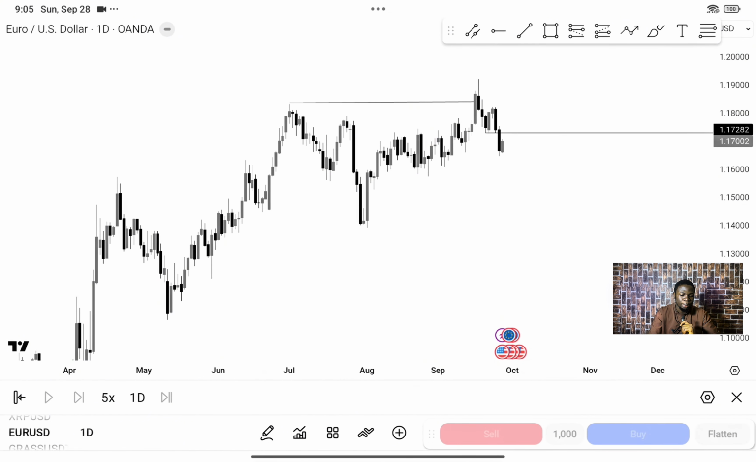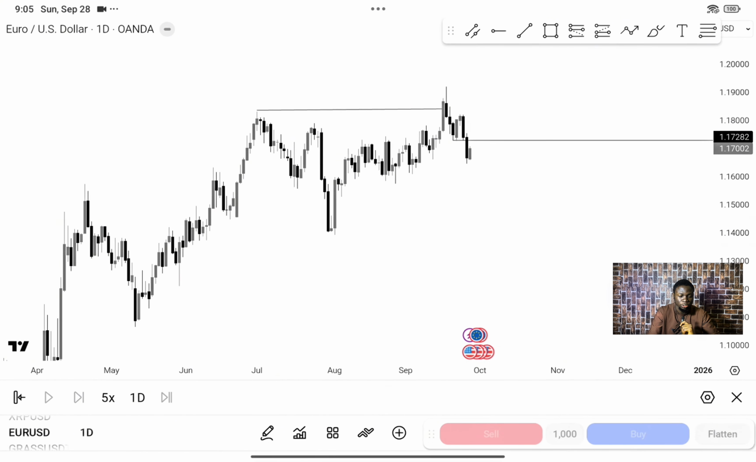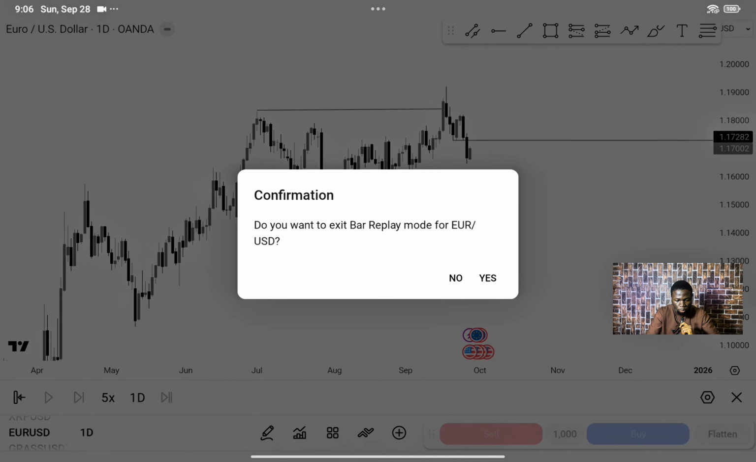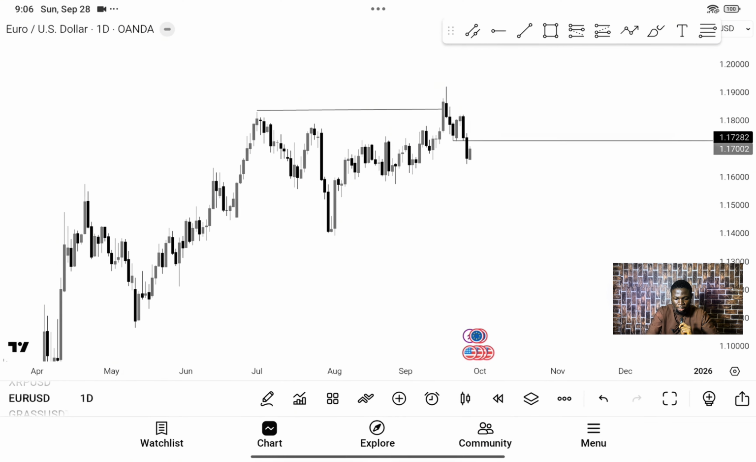So it means the bias for EURUSD has changed. EURUSD is going to be on a downtrend. Instead of looking for a buy entry, I'm supposed to look for a sell entry because it broke this low. Looking at the past history, EURUSD hasn't broken any lows. The lows are still intact without breaking. So this is the first low that EURUSD broke from this angle.